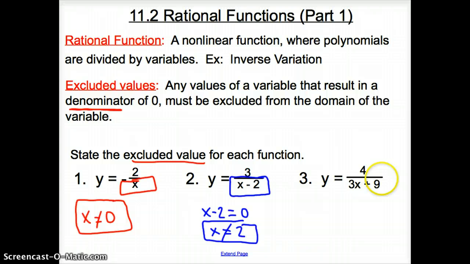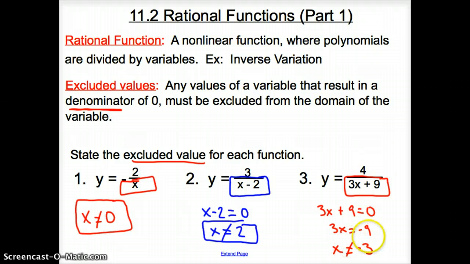Going to 3. The first step with excluded values is to take the bottom of the fraction and set it equal to 0. 3x plus 9 equals 0. Now we solve for x, so we subtract the 9 over. So 3x equals negative 9, divided by 3, so x equals negative 3. Your favorite step: you say x cannot equal negative 3 because it would be 0.